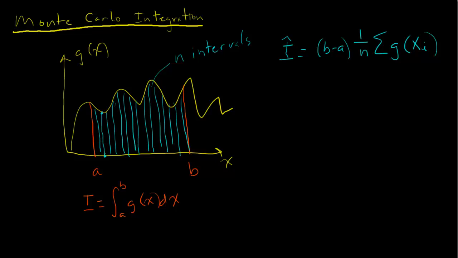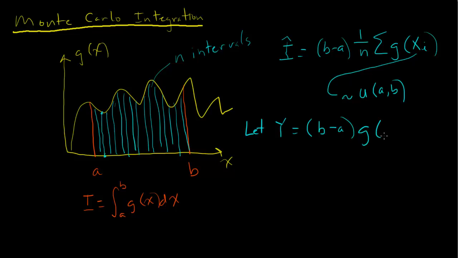The Monte Carlo method says what I want to do is let's assume that this, instead of being on equally spaced intervals, is uniformly distributed on the interval a to b. So instead of dividing my interval ab into equally spaced intervals, I'm going to just randomly choose a location. And so in essence, when we do this, we're defining a new random variable, y, which is simply equal to b minus a times g of xi, where my xi is uniformly distributed on the interval ab.